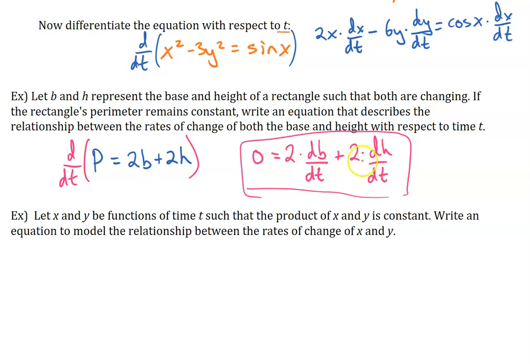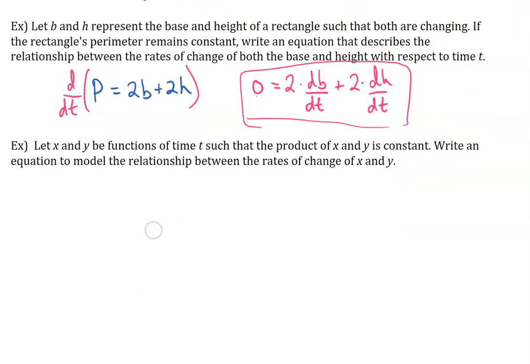Now, could we divide everything by 2? Yes, we can. Can we move something to the other side? Sure, but for now we're going to just stop here. Again, we're taking the derivative with respect to t of some formula, in this case, the perimeter of a rectangle. We're not replacing perimeter with 0, but since perimeter is constant, the rate of change of perimeter is 0.